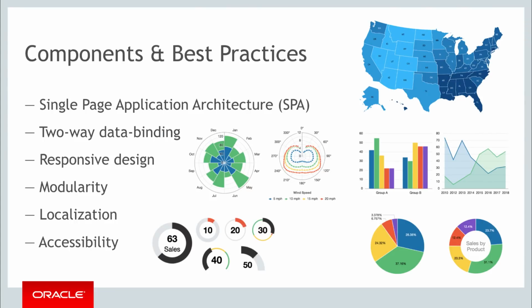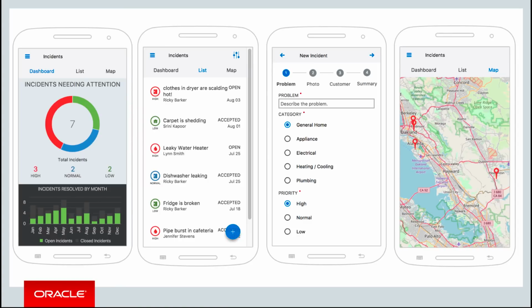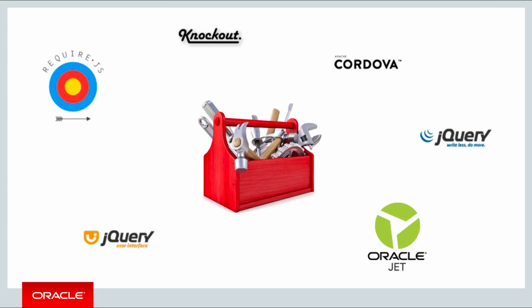Built into JET are a range of components and best practices, including the single-page application architecture, two-way data binding, responsive design, modularity, localization, and accessibility, which are especially useful for developers working on large enterprise applications that need to leverage new techniques that modern innovations in JavaScript, HTML5, and CSS3 make possible.